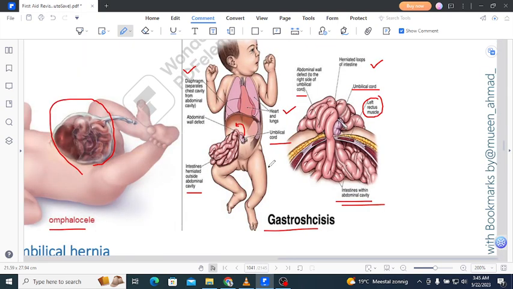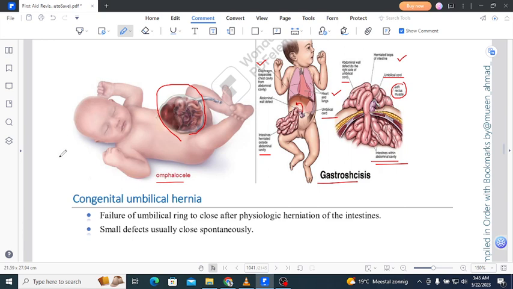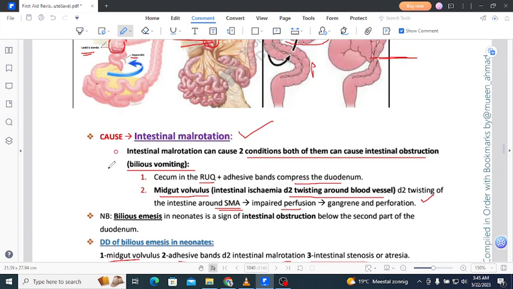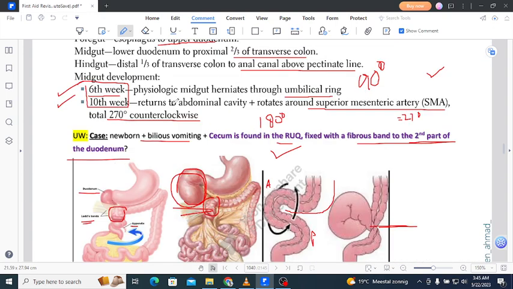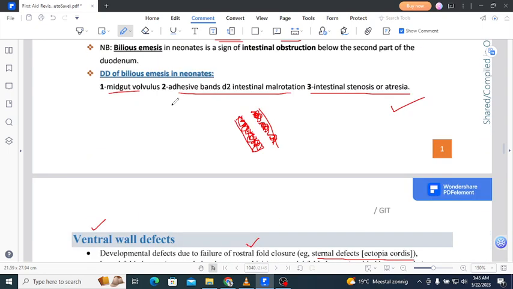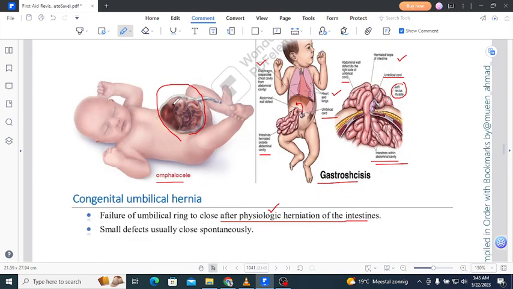Now let's move to the next picture. Congenital umbilical hernia: failure of the umbilical ring to close after the physiologic herniation of the intestine. Normally the umbilical ring closes after the gut is retracted back into the abdomen. On the 10th week, when the gut returns, the umbilical ring constricts and closes. If this ring does not close, it can give rise to an umbilical hernia, and small defects usually close spontaneously.